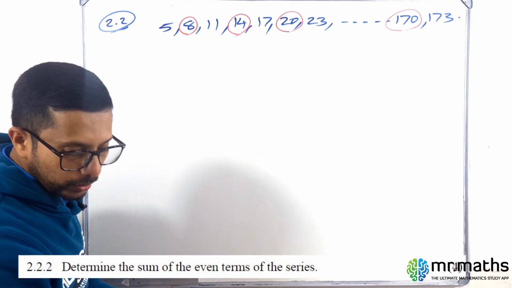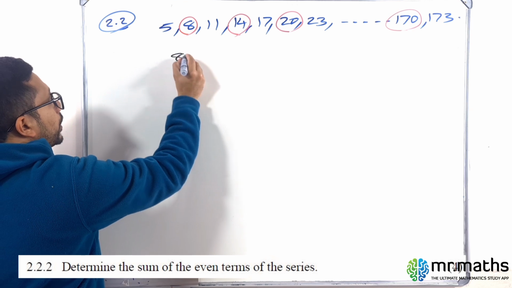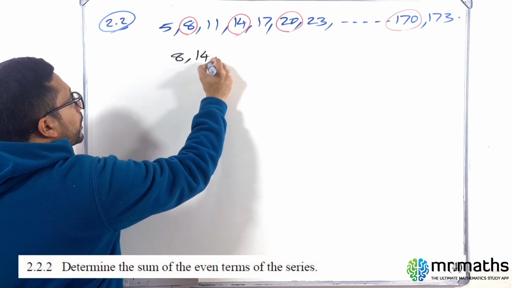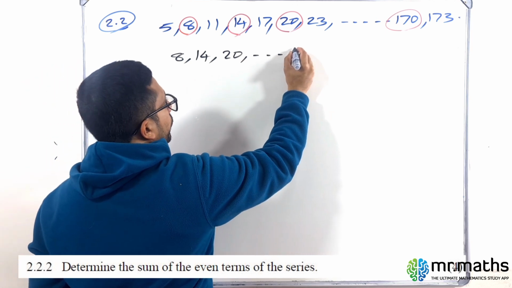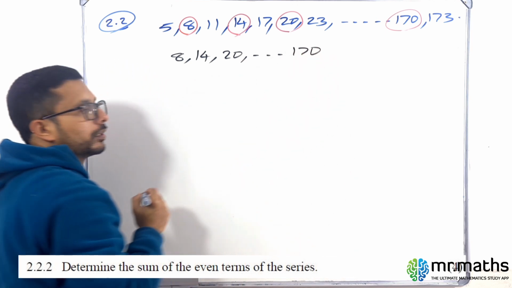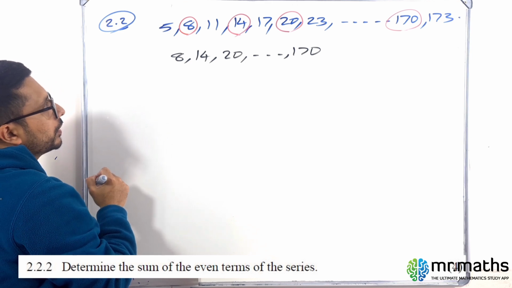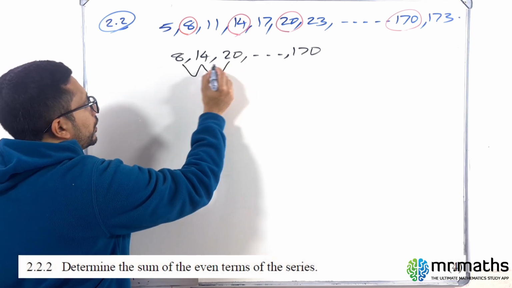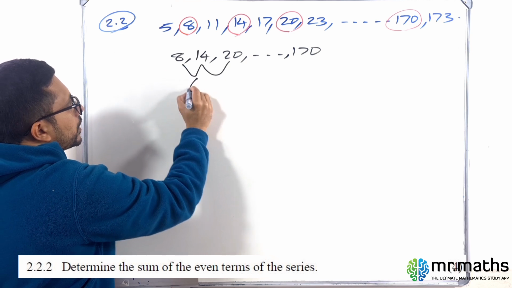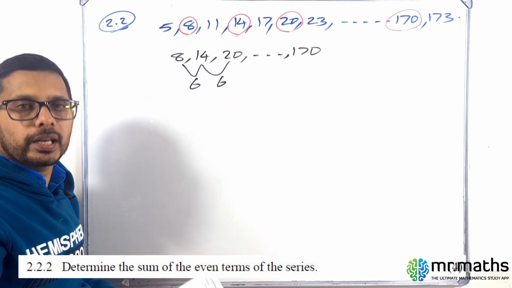Now let's write that sequence once more. What is our sequence? New sequence: 8, 14, 20, etc., up to 170. Am I right? Here in this sequence, what is the common difference? Is it an arithmetic sequence? Let's check. 14 minus 8 is 6. 20 minus 14 is 6. That means this is an arithmetic sequence.